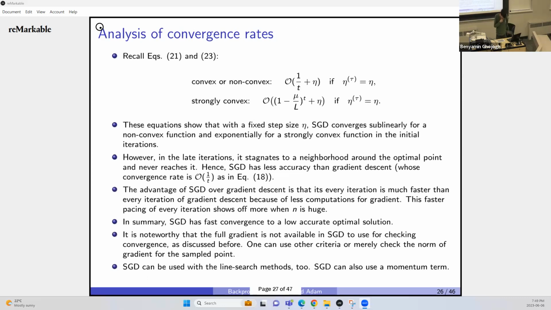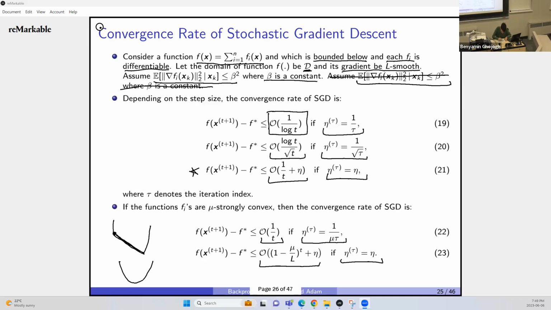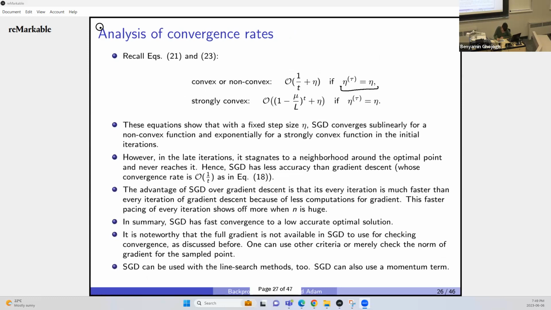Recall equations 21 and 23. So what do we have? We said that for what was 21? This. And this. 23 is this. We are considering the fixed step size for now, because I want to analyze it. For fixed step size, for convex or non-convex, the stochastic gradient descent convergence rate is 1 over t plus eta. In strongly convex, it is (1 minus mu over L) to the power t plus eta.